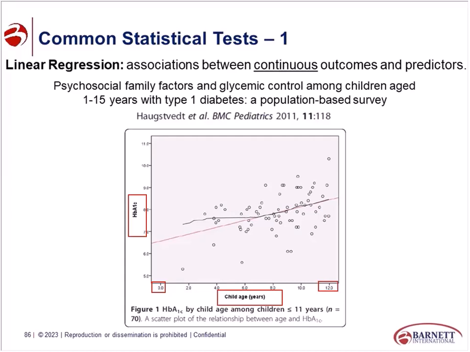So this is a method called regression analysis, looking at two continuous measures. Child age is continuous, hemoglobin A1C is measured, and now we're looking at the relationship, and we can see that there is a positive relationship: as children with type 1 diabetes age, the hemoglobin A1C increases as well. We use regression analysis for that.